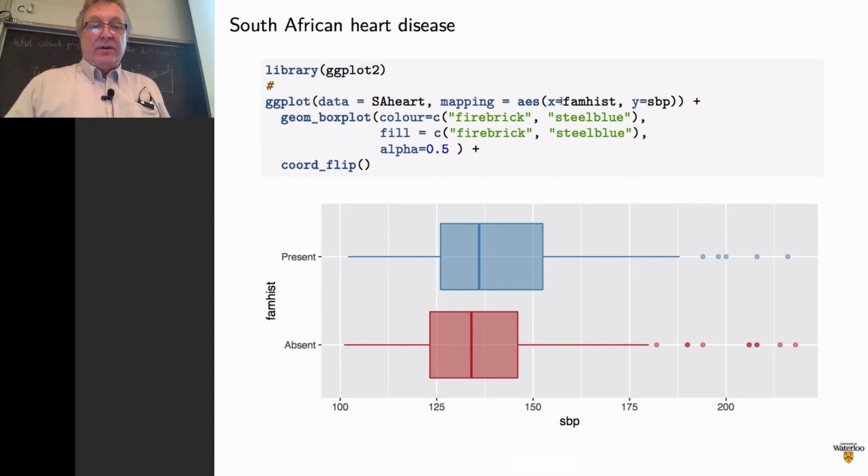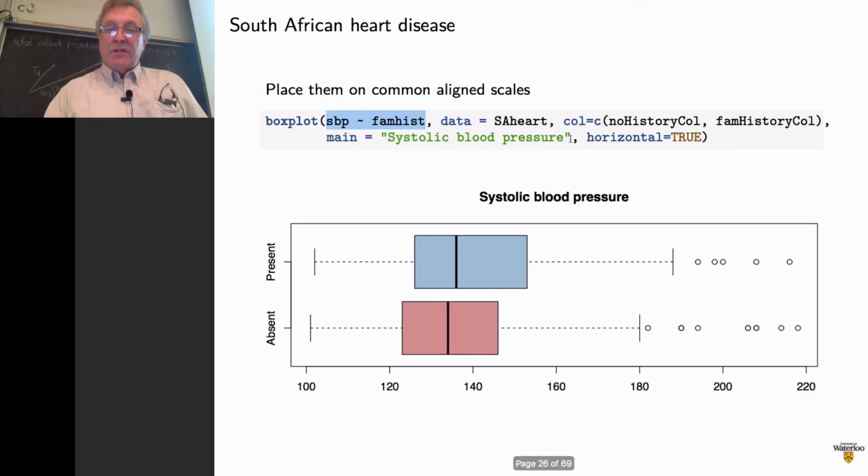The aesthetics here, you've got two variables, an x and a y, one is the response, the systolic blood pressure, the other is the category. And that would normally put that vertically. I want it to be horizontally just to fit on the slide and to match the other ones. The other ones, you notice that I've got horizontal equals true.